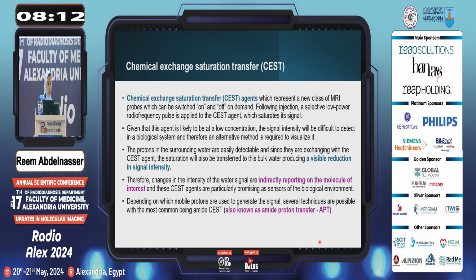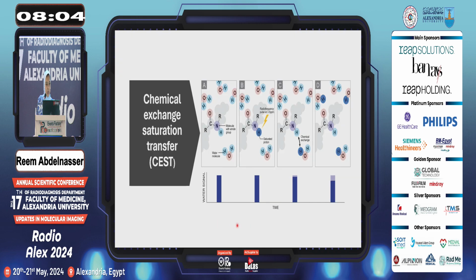Depending on which mobile protons are used to generate the signal, several techniques are possible, the most common being the amide CEST, also known as amide proton transfer. As we mentioned, this is the molecule of interest with an amide group.